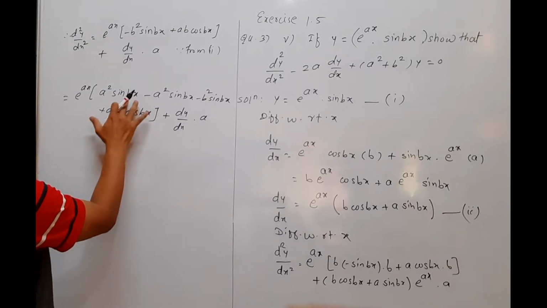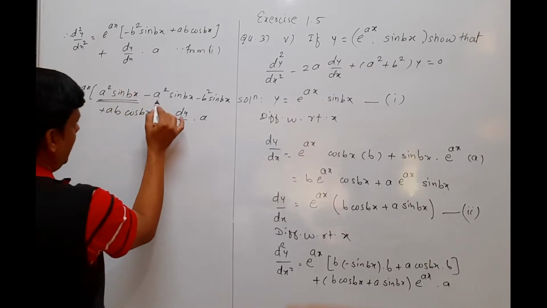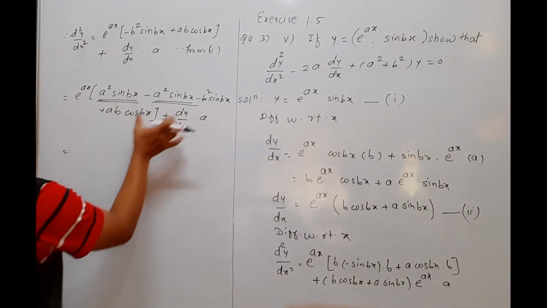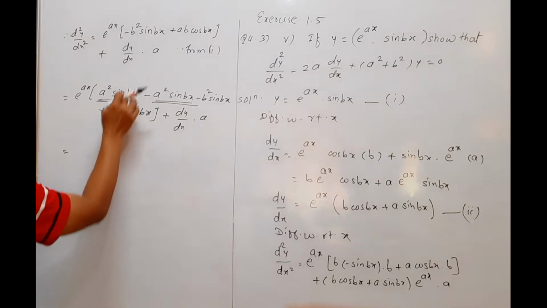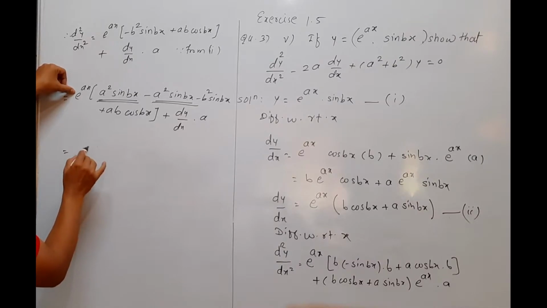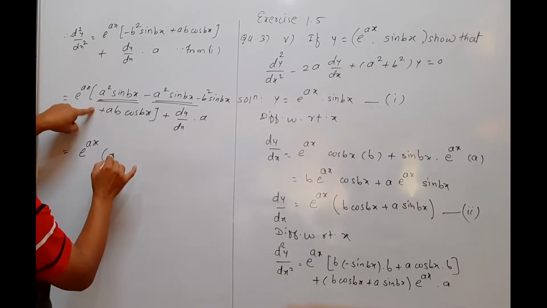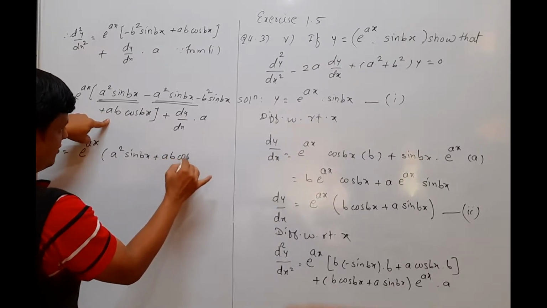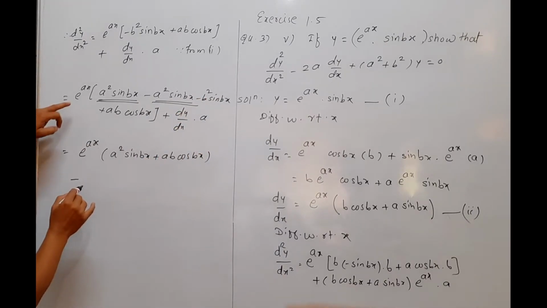Here we add and subtract the term a square b sin bx. So we take minus sign common from the second and third term. We write this fourth term at second position and multiply by e raised to the power x. So right here e raised to the power x into a square sin bx plus ab cos bx, and from these two we take minus sign common and multiply by e raised to the power x.